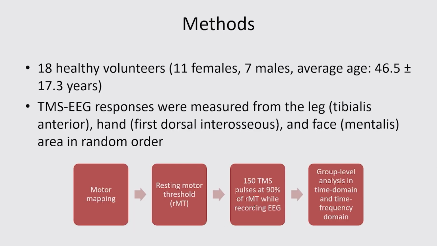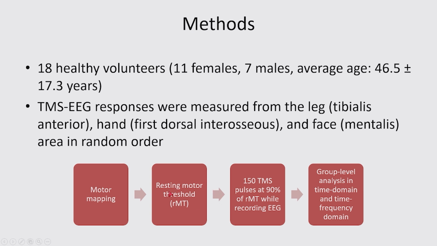In this study, we had 18 healthy volunteers, 11 females and 7 males. TMS-EEG responses and TMS-EMG responses were measured from the tibialis anterior muscle from the leg, the first dorsal interosseous muscle from the hand, and the mentalis muscle from the face, in random order. For all muscles, we first did a motor mapping, so localized the area of the cortical representation.